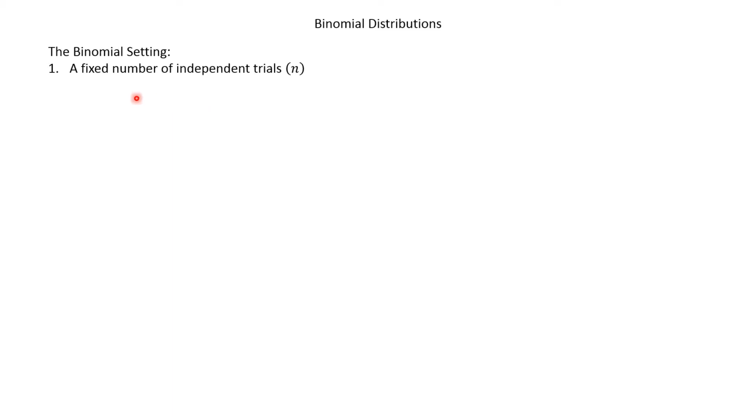I say this is 2 because it has a fixed number of trials, and the second one is each trial is independent. Write it as 1. The second piece of the setting is that each trial has only 2 possible outcomes. It's either a success or it's a failure. You're flipping coins, you get a head or you don't get a head. You're taking a test, you pass or you fail.